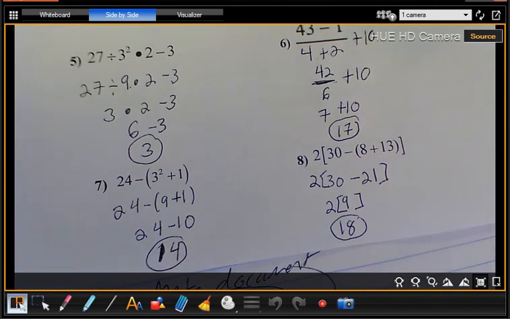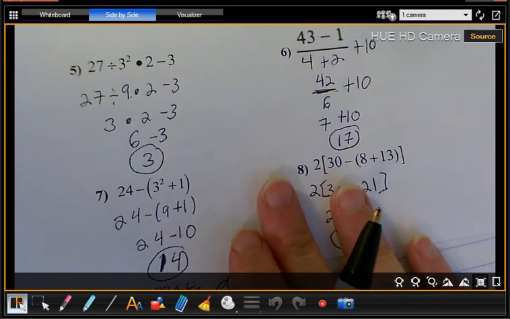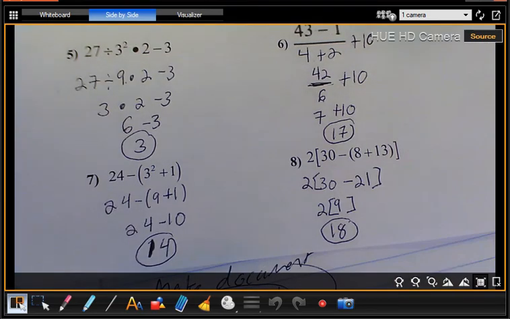Okay, so those are just some examples of some order of operation problems. So you should be able to try some on your own now.